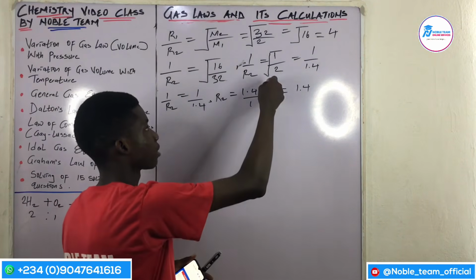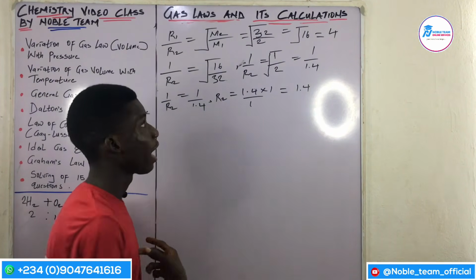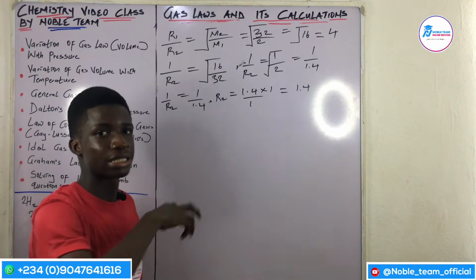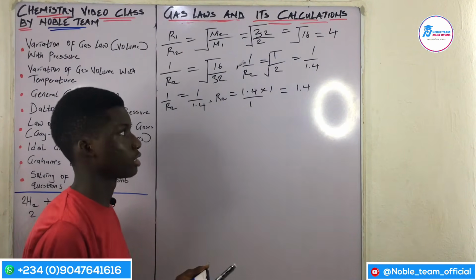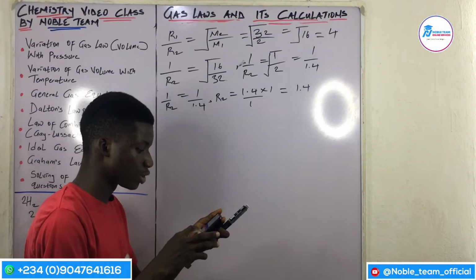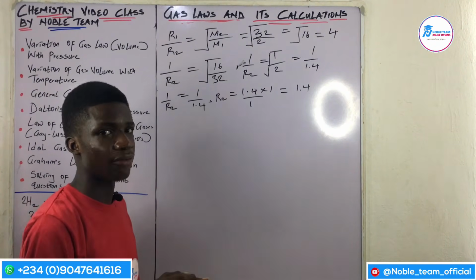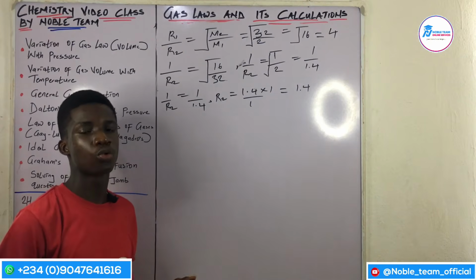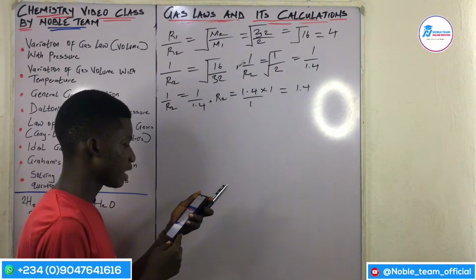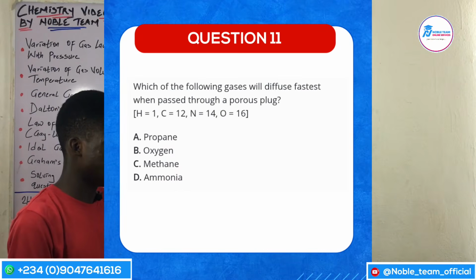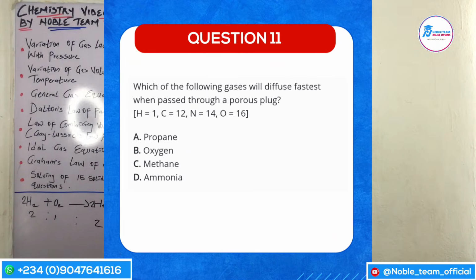If this particular root is disturbing you, I normally make use of this method to avoid confusion. Do you understand? Now let's solve question 11. I think I've not explained it, but I'm going to explain it once we solve it. It says, which of the following gases will diffuse faster when passed through a porous plug?